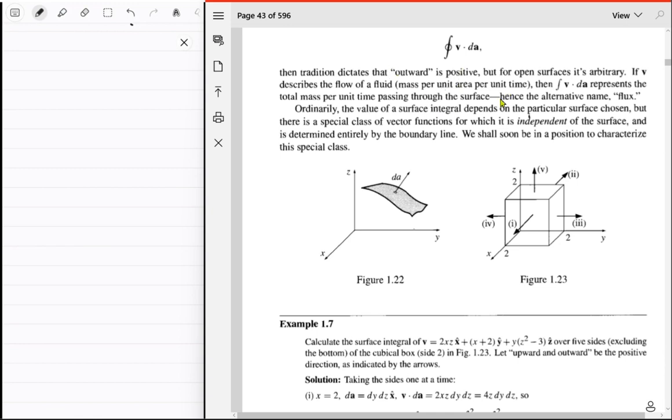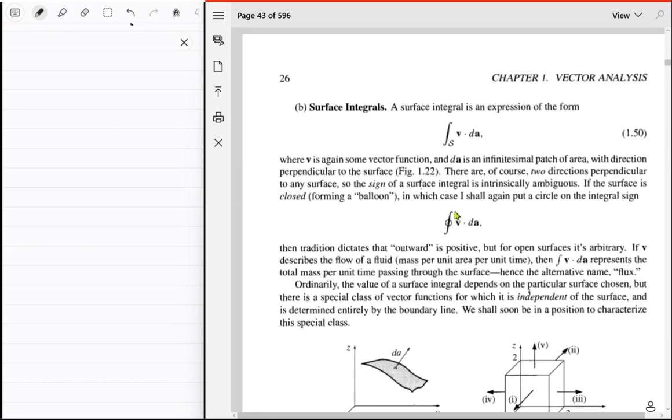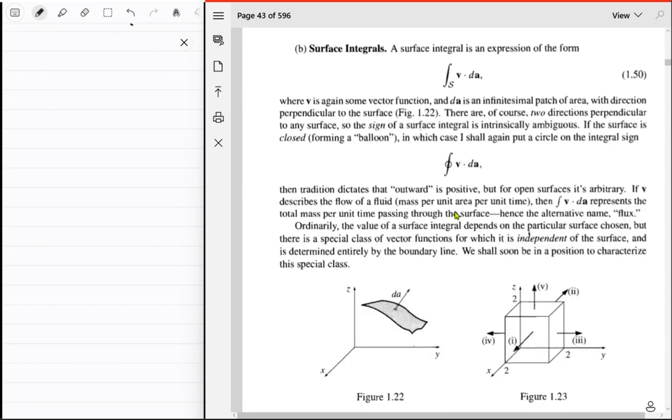Okay, outward is positive. Yeah, traditionally that's what they do. But for open surfaces, it's arbitrary. If V describes the flow of a fluid, mass per unit area per unit time, then this thing represents the total mass per unit time. Right, so like the flux as in the volume flow rate or something like that. Or the current flow rate. That would also make sense. Yes, I get that.